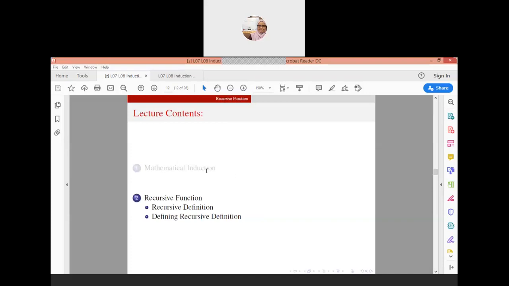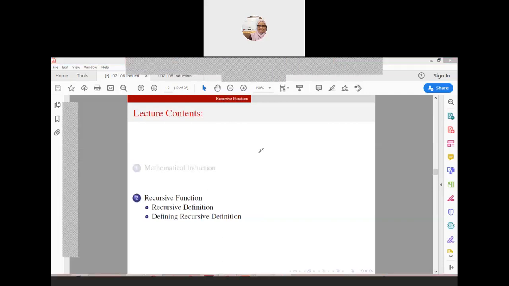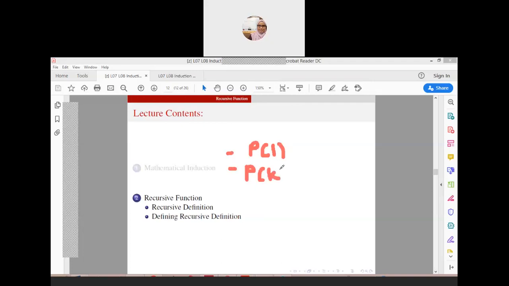Okay, the important thing you have to know about mathematical induction is, first is the basis step, which is P(1) must be true. Then the second step is P(k) becomes P(k plus 1) is also true. This is what we call the basis step, and this is what we call the inductive step.